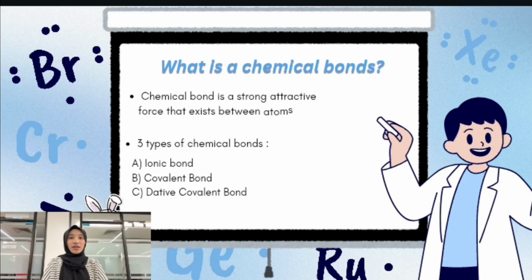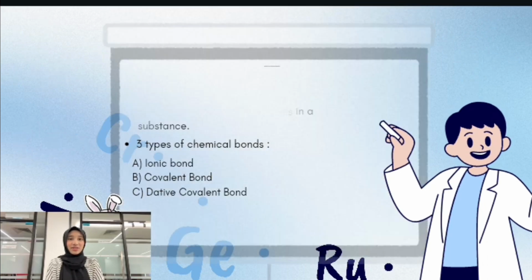Today I want to explain to you about chemical bonds and how to draw Lewis structures. So what is a chemical bond? A chemical bond is a strong attractive force that exists between atoms in a substance. There are three types of chemical bonds: ionic bond, covalent bond, and dative covalent bond.